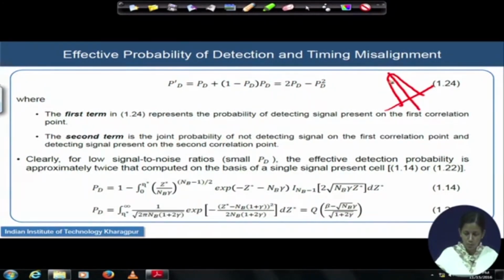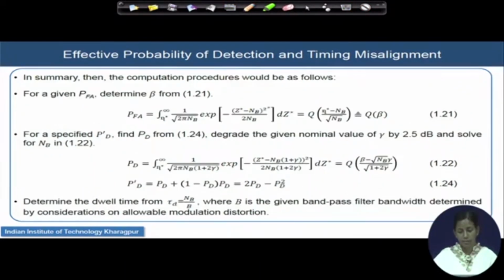By the first correlation point, what I mean is you are at minus Tc/4. Okay. The second part is telling what is the joint probability of detecting the signal on the first correlation point as well as detecting the signal on the second correlation point. So you have to take the effect of both, and hence our earlier detection probability, when the signal is present, will not be the only way to declare the detection probability. Now, the computation should go like this.